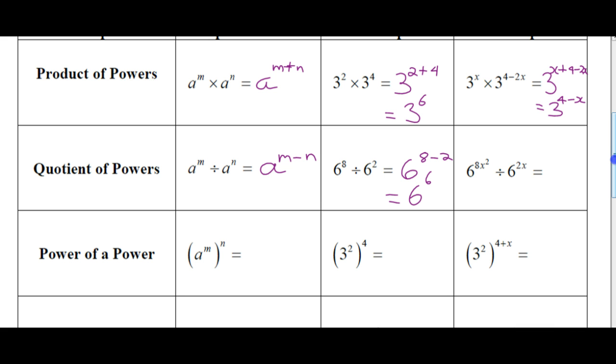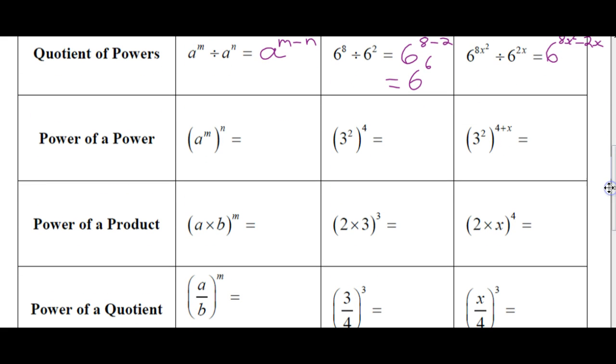6 to the 8x squared divided by 6 to the 2x. So we've got 8x squared minus 2x. Really, that's it. That's all you can do, right? That's all you can write, is 8x squared minus 2x, right? Keep in mind, we are dividing powers with the same base. We subtract the exponents.